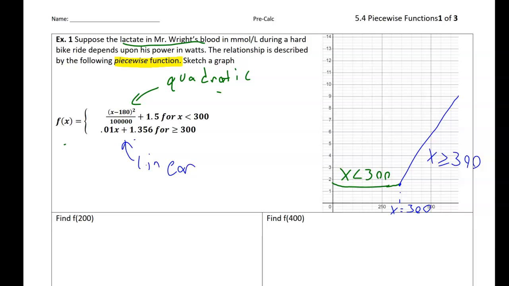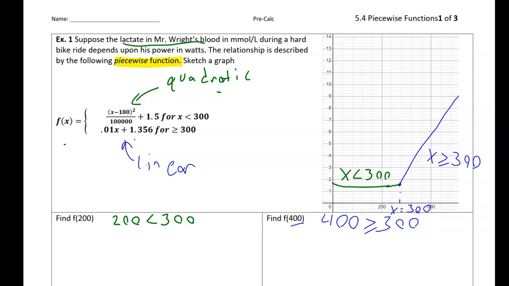But before we check this out, what we're going to do is just note, so f of 200 means plug in 200 for x, right? And 200, make a note, is less than 300. I did it in my quadratic color. f of 400, again, means plug in x equals 400. And make yourself this note, 400 is greater than or equal to 300. So that is, again, in my linear color. I picked those colors on purpose.